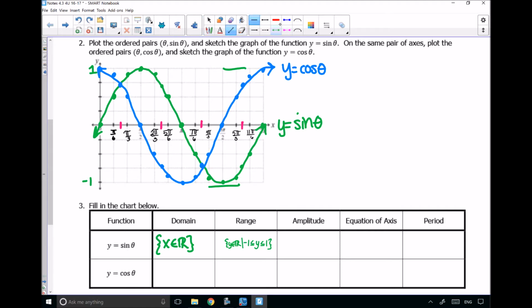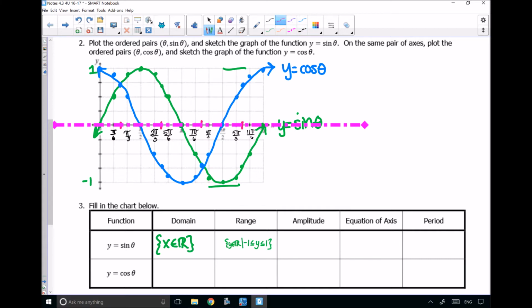The amplitude we'll talk about afterwards, but first I want to talk about the equation of the axis. So the equation of the axis right here is going to be the horizontal line that breaks my graph up, my horizontal line of symmetry. So right here, my line would be right here. The equation of my axis is simply y equals 0 because it's symmetrical above and below my axis right here. So this is y equals 0.